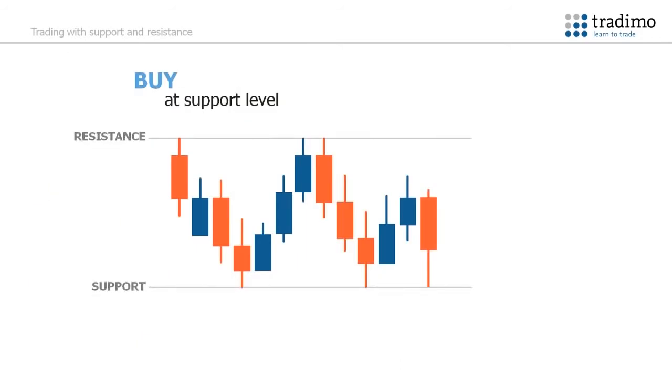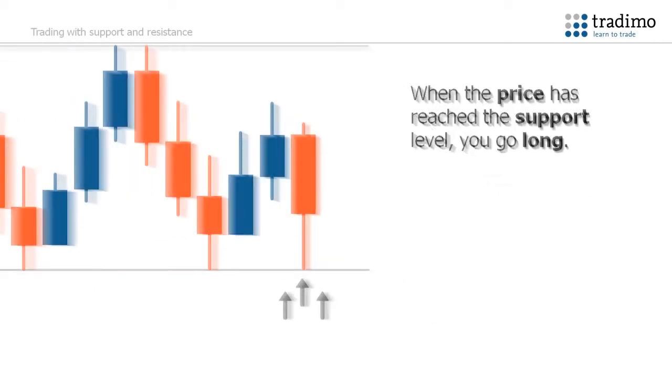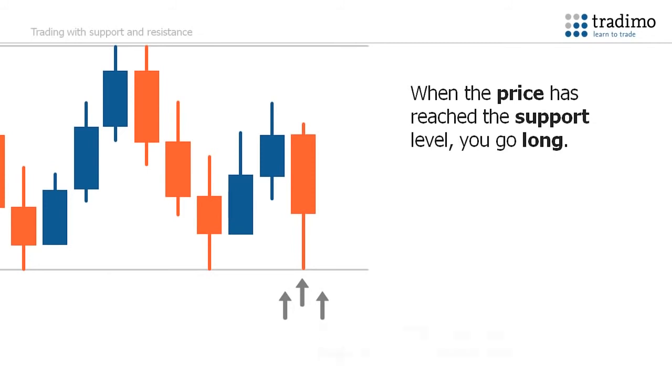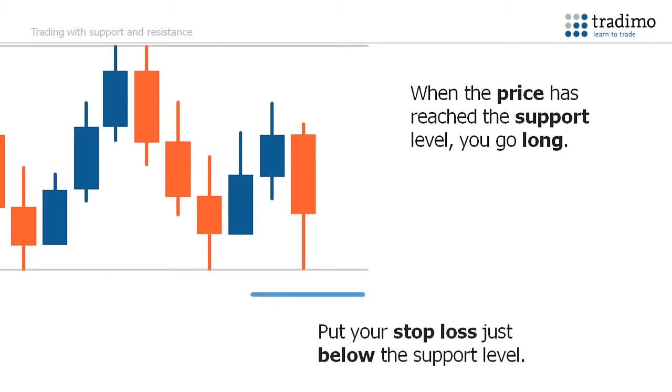You follow the same process when looking to buy at support. Because you are expecting the price to reverse back up at support, you could go long when a support level is reached. You set your stop loss below the support level.